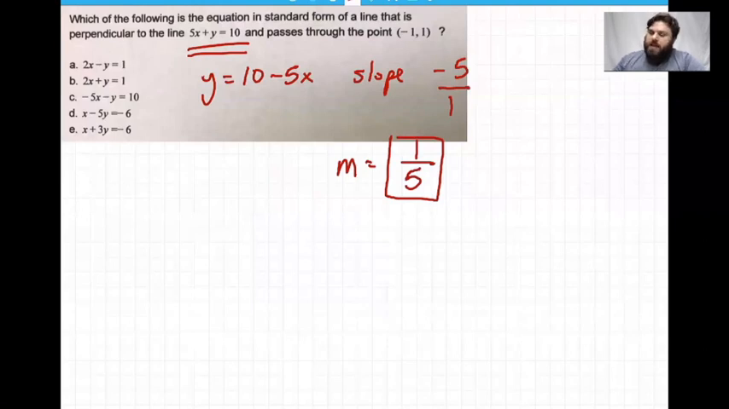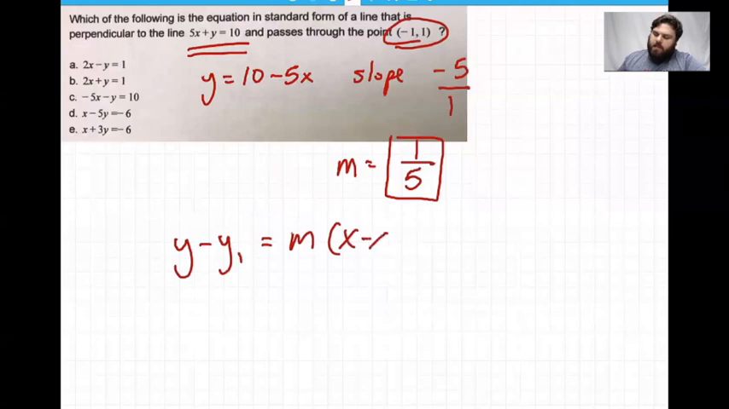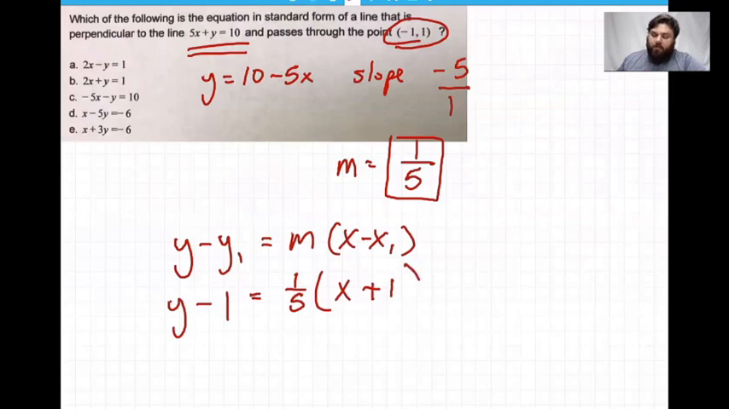Okay? Notice how it goes through a point, and you now know the slope. Got to use point slope formula here. So y minus y1 equals m times x minus x1. Y minus the y coordinate. The y coordinate is 1, so y minus 1 equals the slope 1/5 times x minus a negative 1. Make sure you do the subtraction of a negative, flipping into a positive. Okay, I would go ahead and distribute here: 1/5 x plus 1/5.